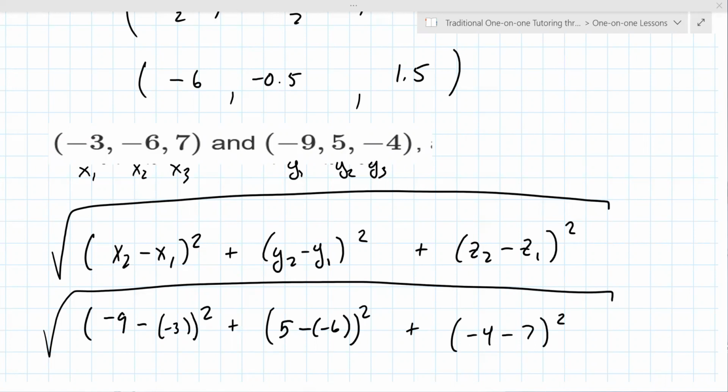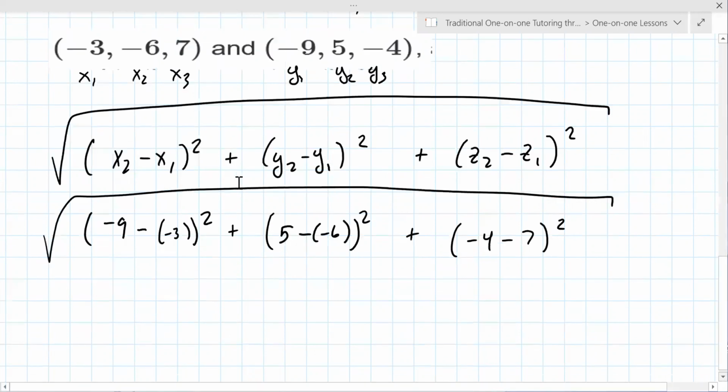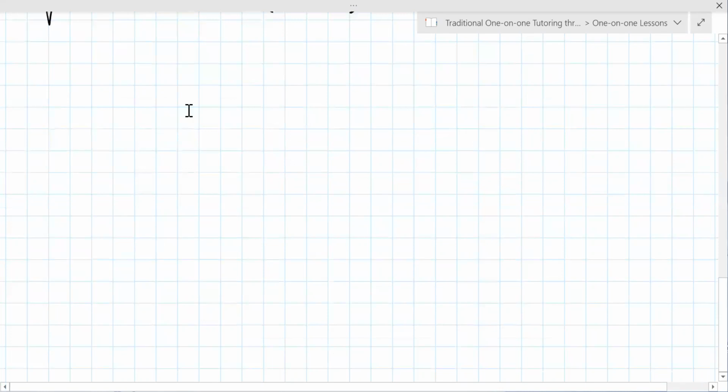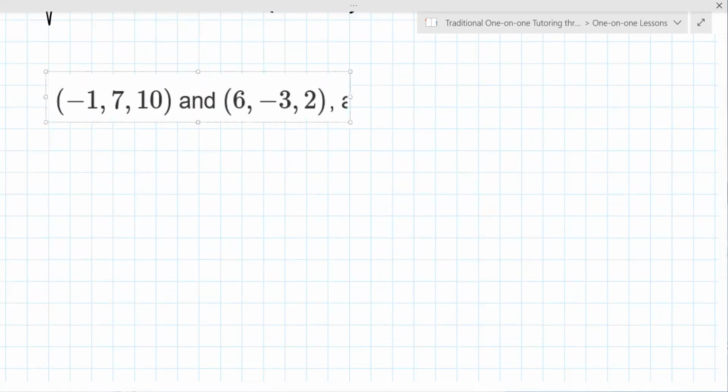Yeah. So there's actually not a lot of exciting stuff here. So let me have you try this one. Go ahead and work out the midpoint and then the distance formula, please. Okay.